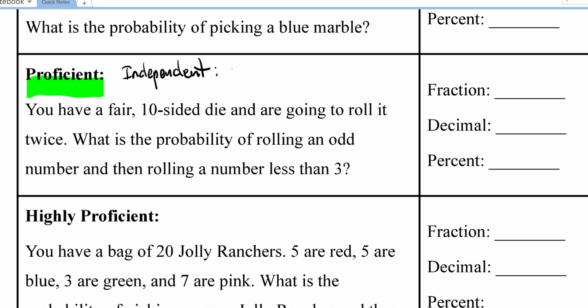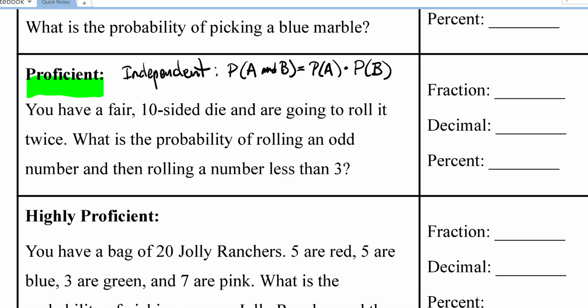And the probability of A and B happening is equal to the probability of A times the probability of B.